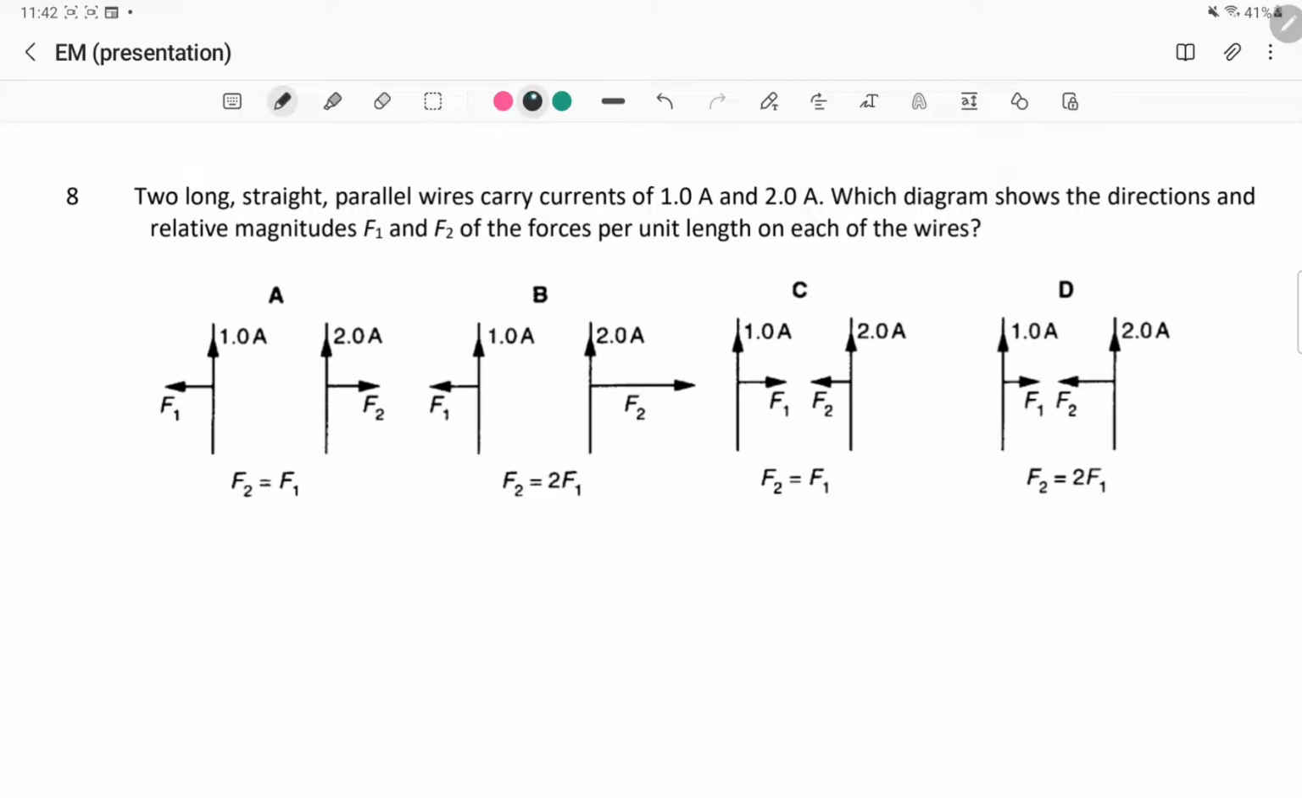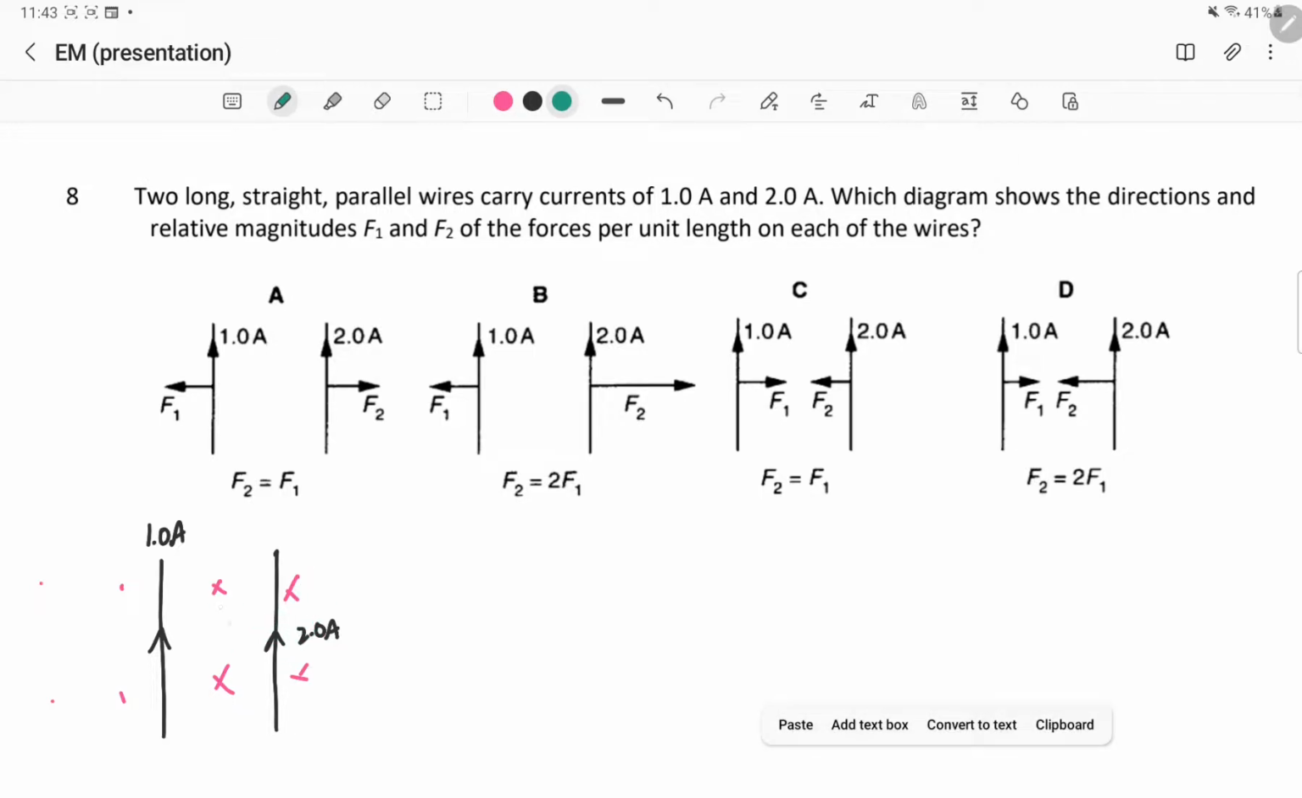But let's go back one step and do a more fundamental treatment of this whole system. So this is a 1 ampere current. Suppose it creates a magnetic field, and you place the 2 ampere current inside. So we want to find what's the force on the 2 ampere.